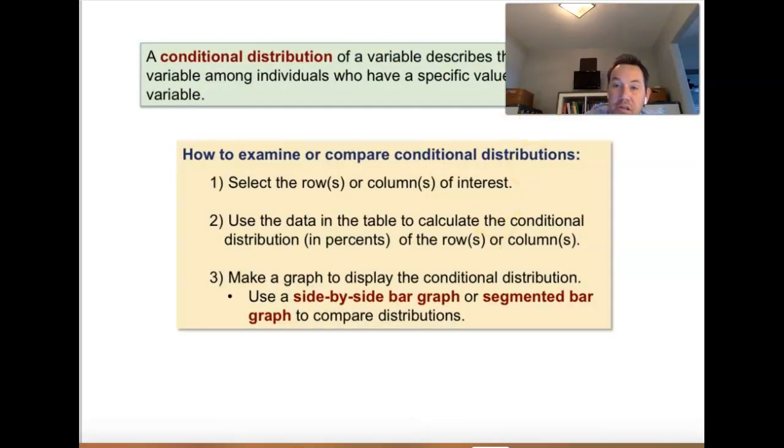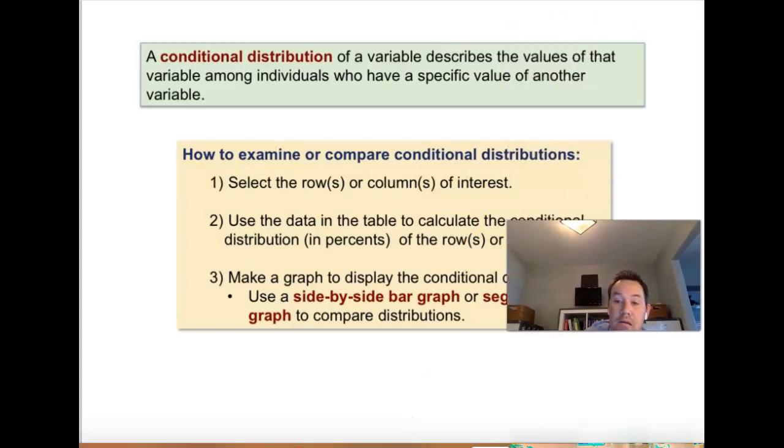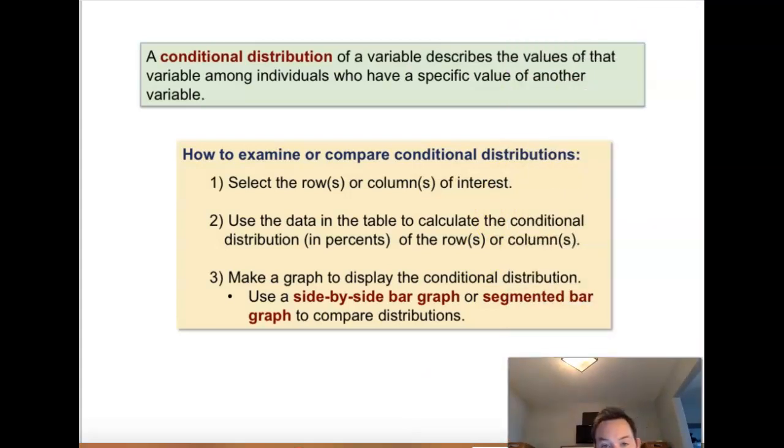Okay, conditional distribution. A conditional distribution of a variable describes the values of that variable among the individuals who have a specific value of another variable. All right, so how to compare conditional distributions. Select the rows or columns of interest. Use the data in the table to calculate the conditional distribution in percents of the rows or columns and make a graph to display the conditional distribution. In this case, we're going to use what's called either a side-by-side bar graph or a segmented bar graph to compare distributions.